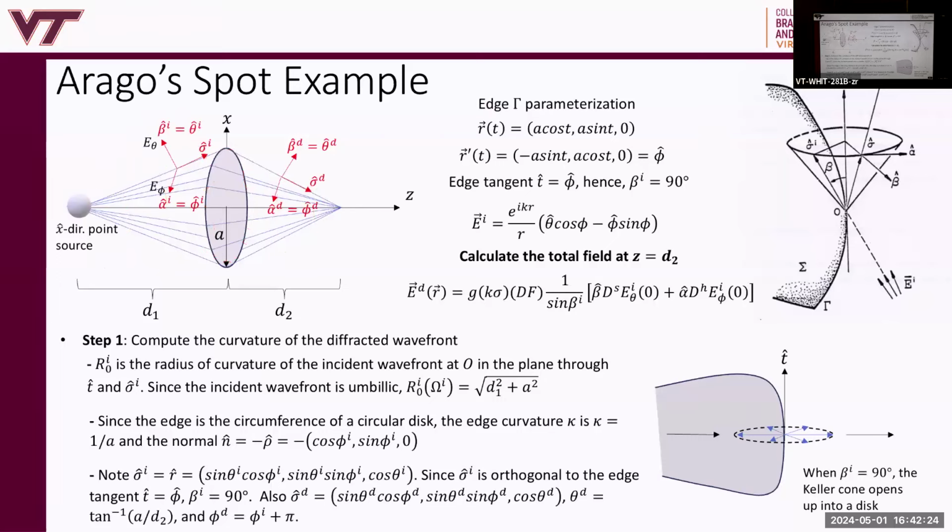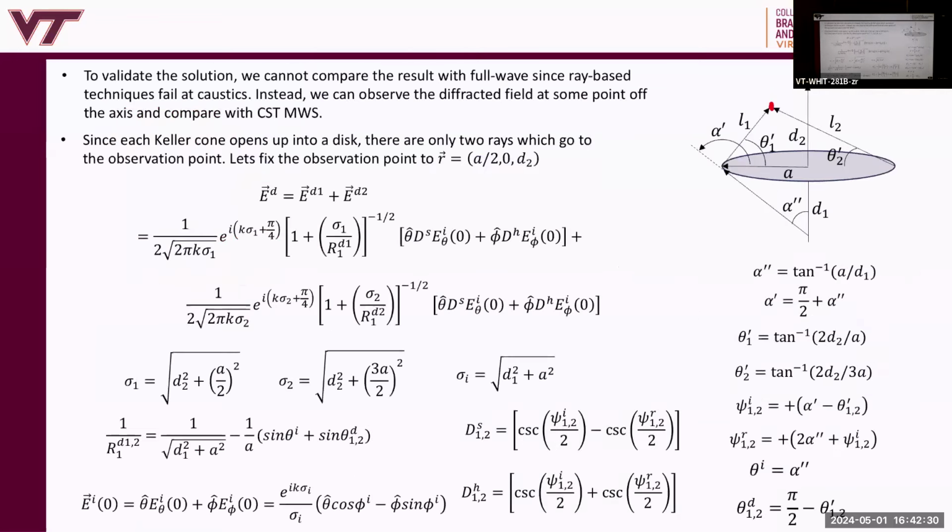So instead of looking right here on the axis, we can look here. Still, it's only a diffracted field that goes there. We can compare that with full wave simulation. So hopefully this minus sign fixes the problem. I'll figure it out. If I do, I'll update the notes and upload them, all right? All right, so that's where we are with that problem, yeah?